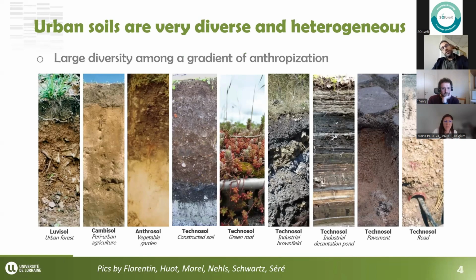You know, this collection of soil profiles, all of them have been found in cities. And the main point here is to consider, and I ranked them as a function of their gradient of anthropization. This is very important to understand this diversity, meaning that in a city, you can find some soils that are very similar, if not perfectly similar, to natural soils in the urban forest.